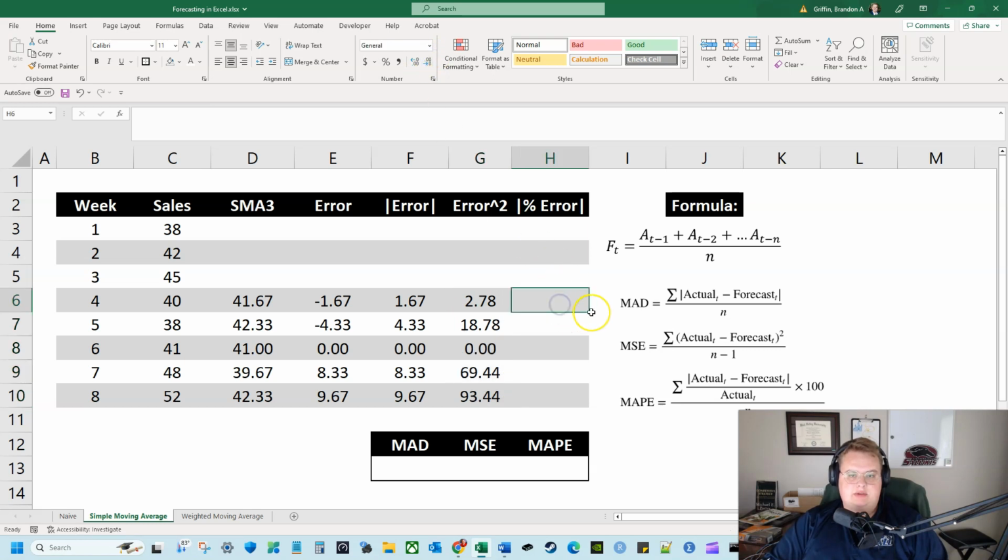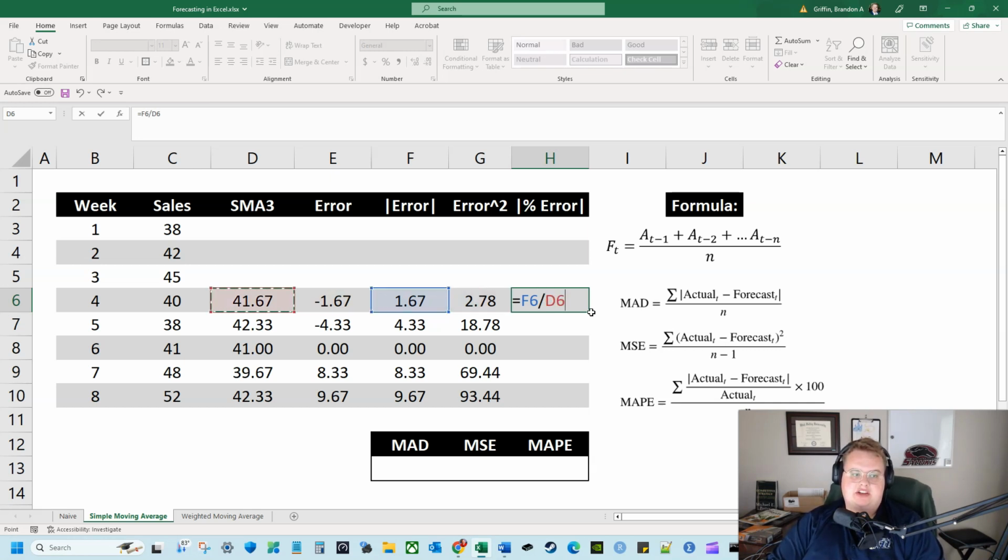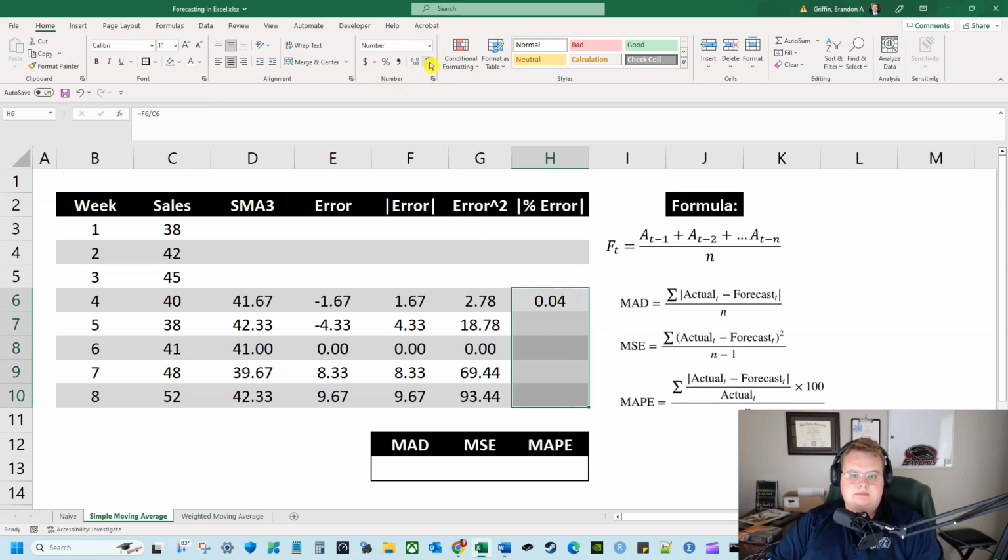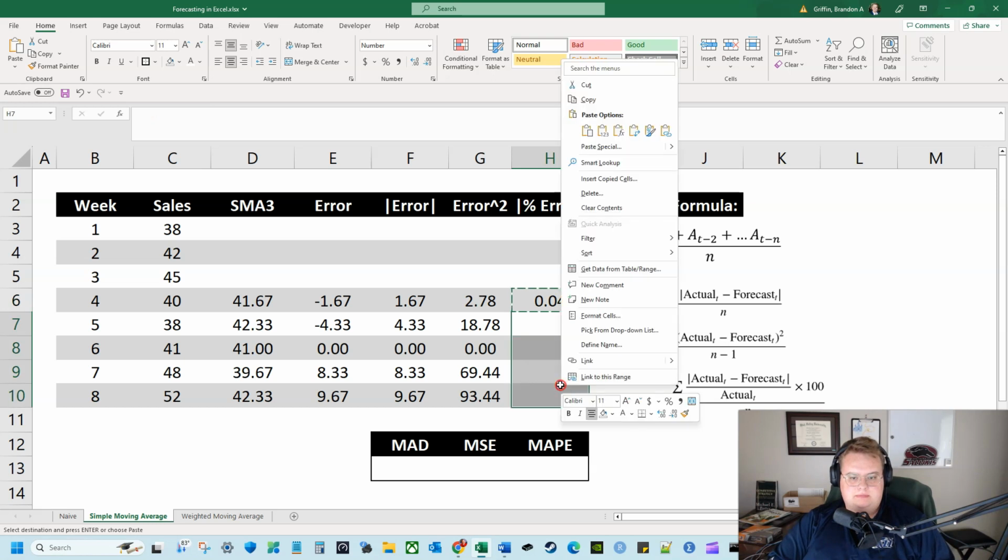Lastly, I need to divide the absolute error, so 1.67, by the actual sales number, which gives me 4.1%. Let's round that to 2 decimal places. And then I'll copy and paste this formula down.